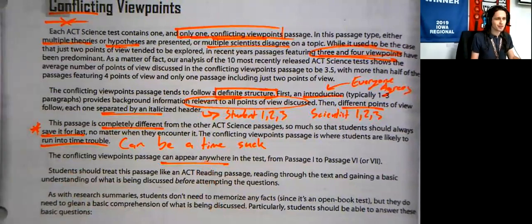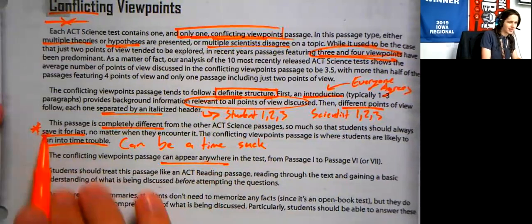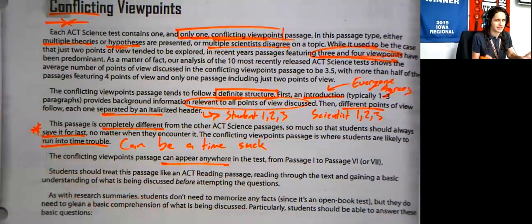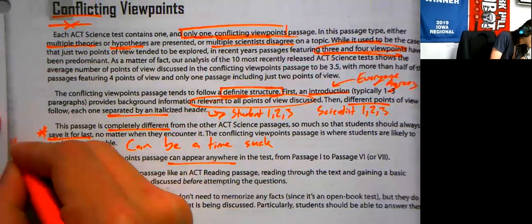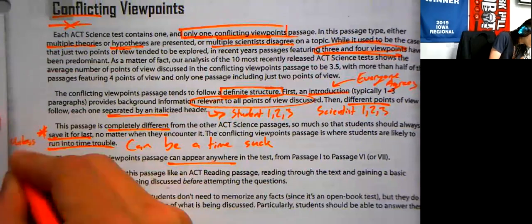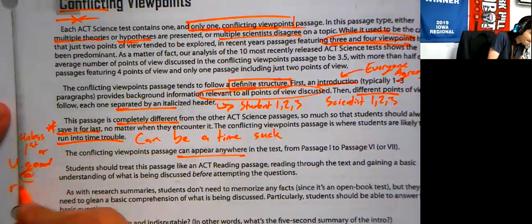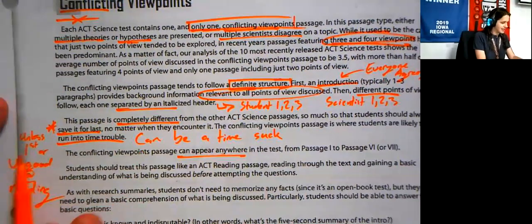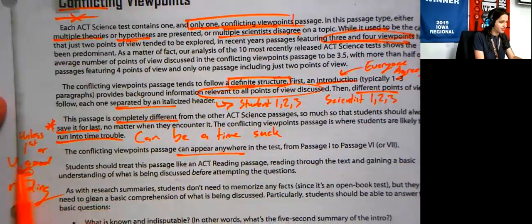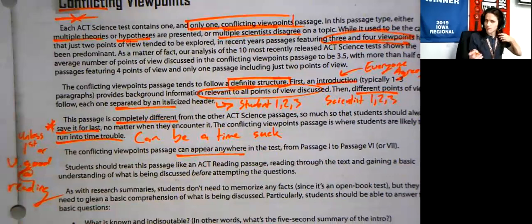If it's the very first passage, maybe you do it. Save it for last, unless it's the first passage, because what do you usually see on the first passage? Pretty easy. I'm going to put a little caveat: unless first or very good at reading. It says unless it's the first passage or you're very good at reading. If that's you. If it's not you, you're saving it for last.